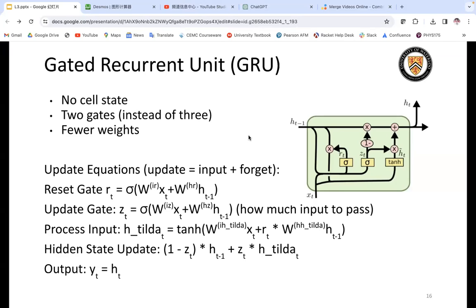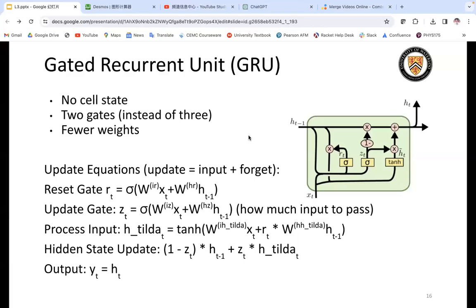The reset gate RT is a weighted combination of the input XT and the previous hidden state HT-1. Update gate ZT is also a combination of input XT and previous hidden state HT-1. This gate controls how much input we pass. And we have the process input gate, which is H tilde T, that equals a combination of XT and HT-1, where HT-1 is multiplied by RT. And the whole calculation is passed to a hyperbolic tangent activation function.